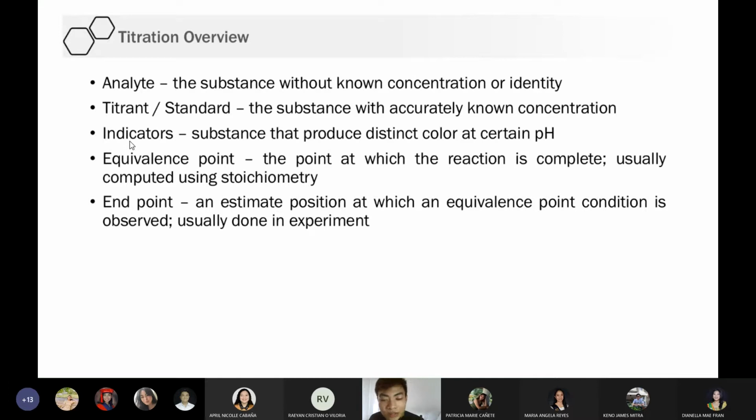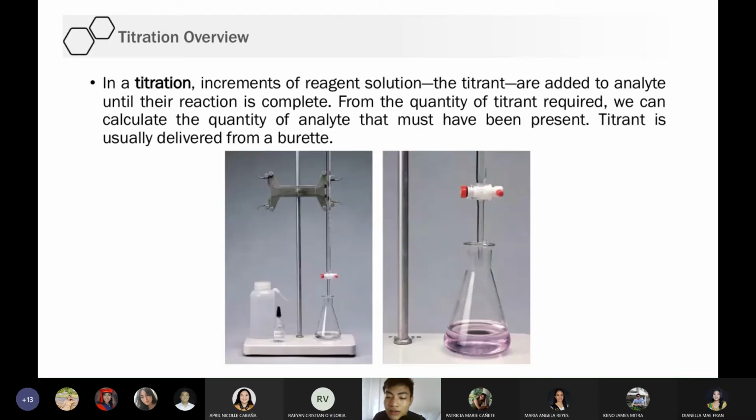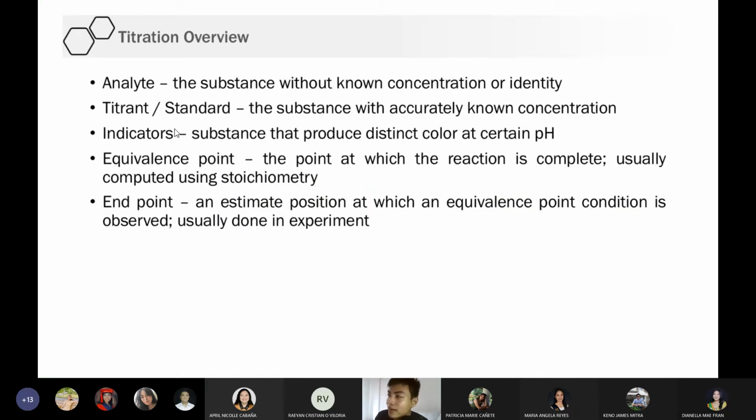For acid-base titration, the commonly used indicator is the phenolphthalein indicator, which has a distinct pink color when the reaction is complete. No? Kulay pink siya pag tapos na yung reaction. Okay? So, yun yung indicator. And the next one, we have the equivalence point and the end point.